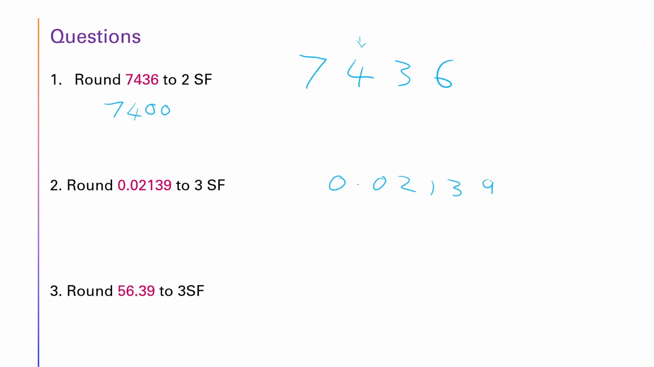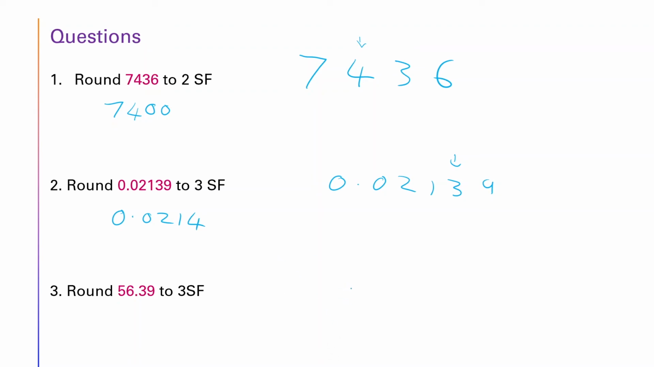0.02139. Our first significant figure would be a 2 as 0 is ignored. 1 would be our second significant figure, and 3 would be our third significant figure. So 3 is the number we would be changing. The number to the right of 3 is a 9, and we know that 9 is rounded up. So our answer is simply 0.0214.